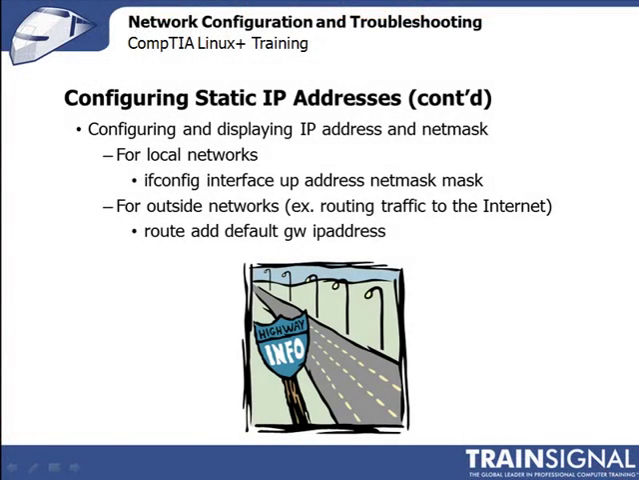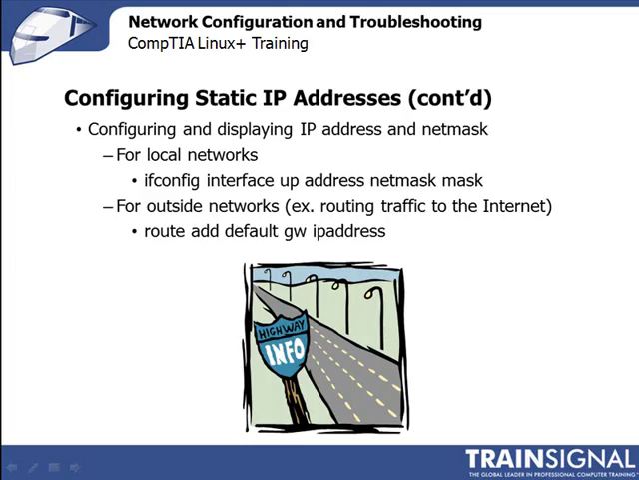The ifconfig command can be used to configure IP addresses and net mask settings, and can also be used to display your current settings. The command syntax is ifconfig space interface space up followed by the address space net mask followed by the actual network mask.